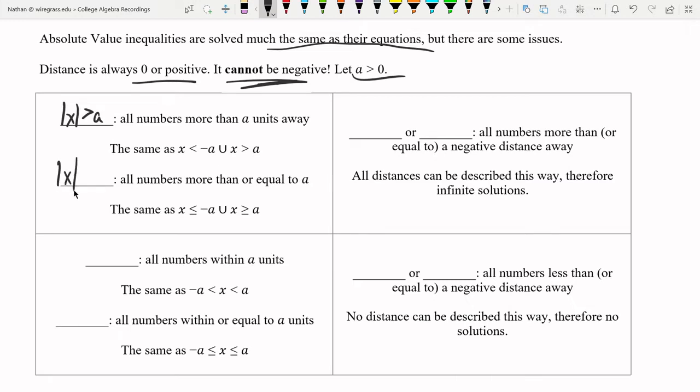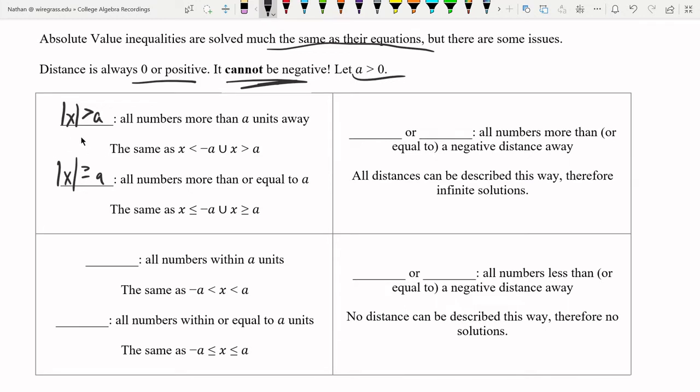Now this is the same idea as the absolute value of x greater than or equal to a. This is all the numbers except now you can have it equal to a. So negative a and greater than a. So this is the same thing as the union between x less than the negative, x greater than the positive, x less than or equal to the negative or greater than the positive. So keep this in mind.